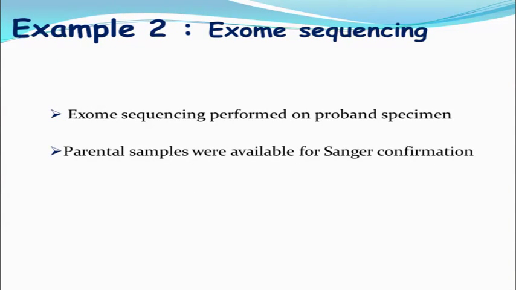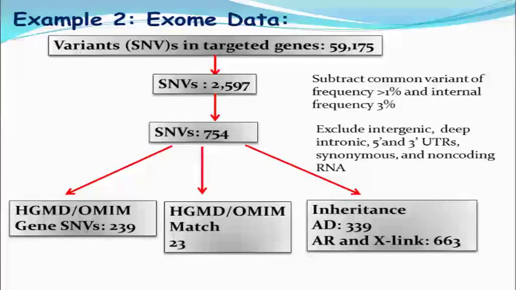Then we did exome sequencing for the proband specimen, with parental samples available for Sanger confirmation. We obtained 59,000 variants. Once we went through a quick filter for common SNPs, the variants were narrowed down to about 2,500. Then we focused on the coding region of the genes, and the variants were further narrowed down to 754. Then we applied inheritance patterns and HGMD-matched genes for the data analysis.